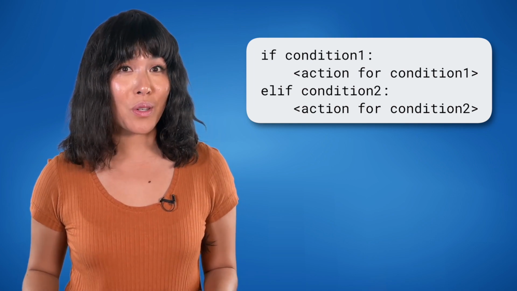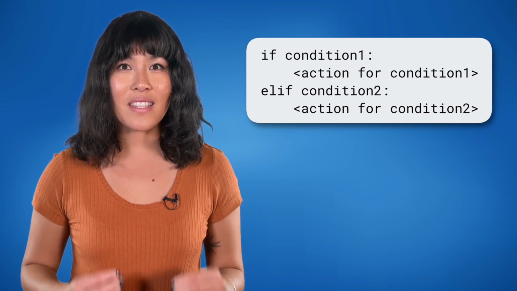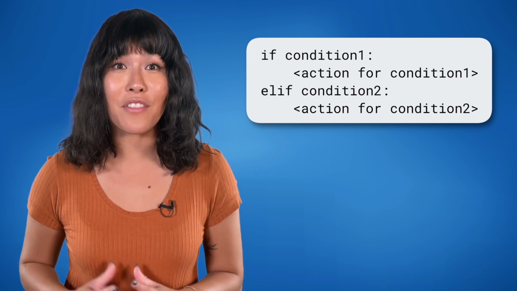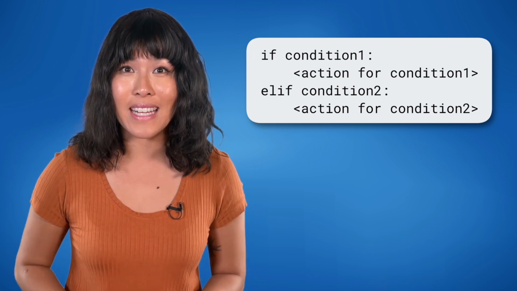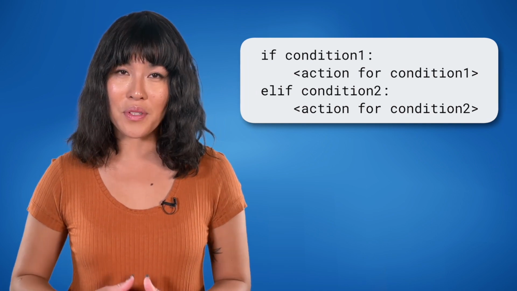Then, if we want to, we can end the list of conditions with an else statement. This statement will only happen if all of the if and elif statements are false. We sometimes call this a fallback action because it happens when all of the other conditions are false.